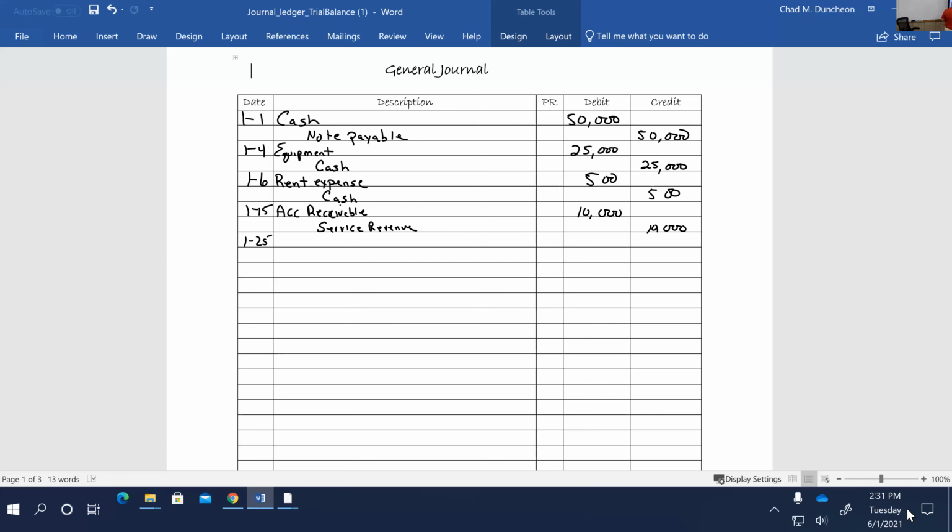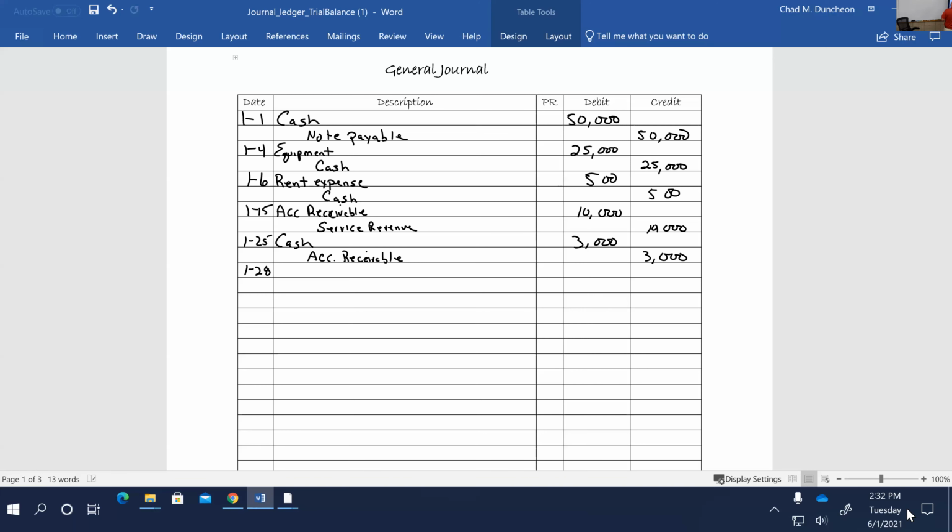So to increase the asset of cash, we make a debit entry for $3,000. And at this point, we can decrease our accounts receivable because they no longer owe us by the same amount. And to make that asset account go down, we make a credit entry for $3,000.